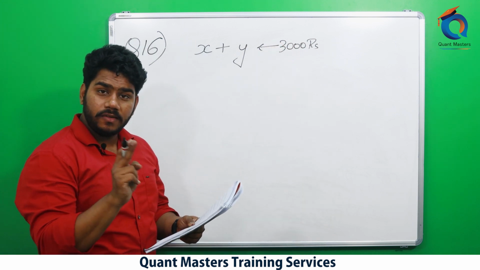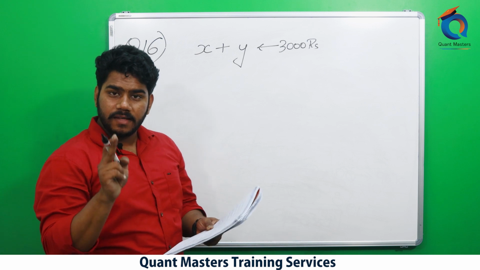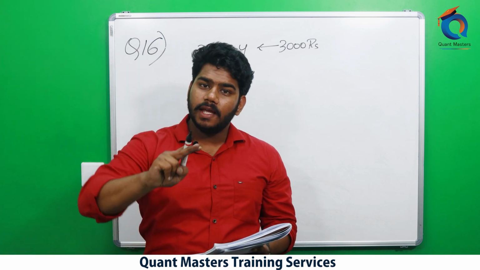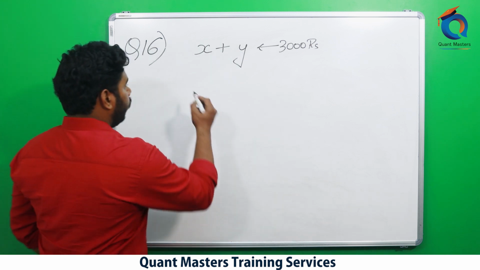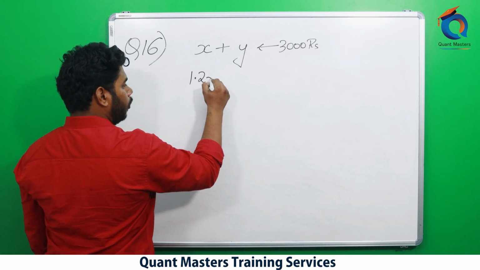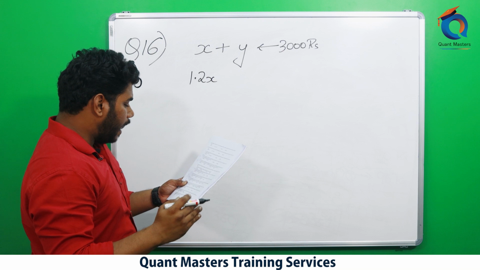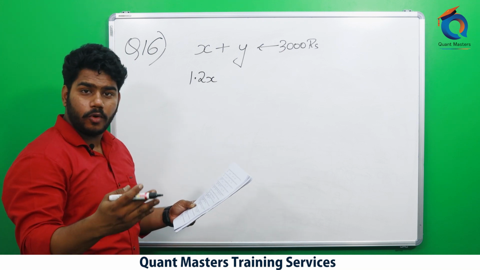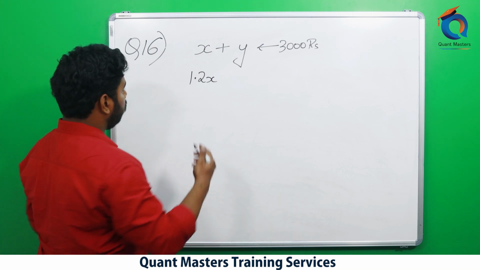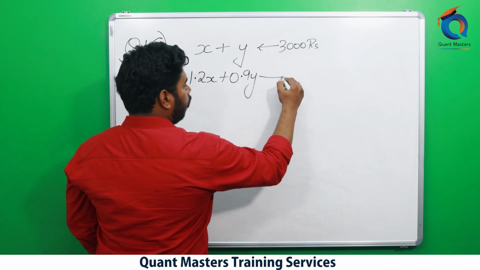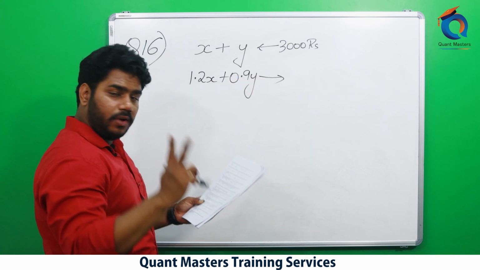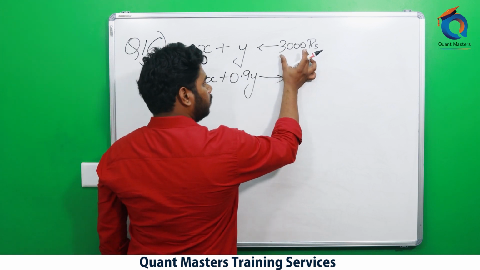He sold the horse at 20% profit. People, if he is getting 20% profit, can I say he's selling at 120% of the cost price? Yes or no? So 120% is nothing but 1.2x. And the carriage at a loss of 10% means what? He's selling at 90% of the cost price, which means he's selling at 0.9y. And overall, he's getting how much percent profit? 2%.